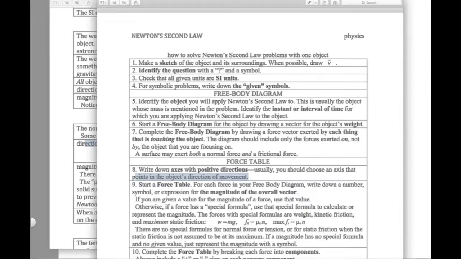Don't assume that your axes should be horizontal and vertical. There are many problems, such as the problems previously in this video series, where the axes should be horizontal and vertical. But there are also many problems where the axes should be slanted, such as this problem that we're working on right now, where we've drawn, so to speak, slanted axes. Just use the rule that it's usually best to choose an axis that points in the object's direction of motion. All right, make sure that you actually write down your axes on your paper. Okay, now we're ready to start our force table.